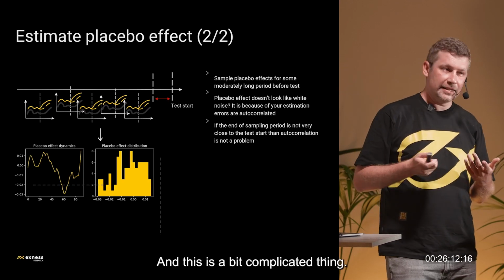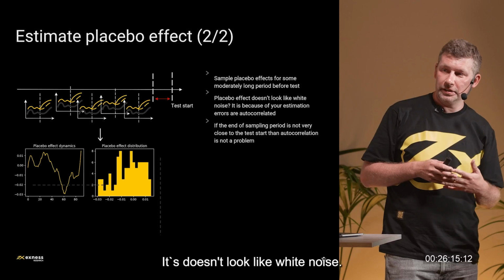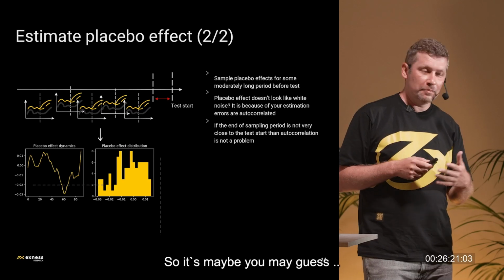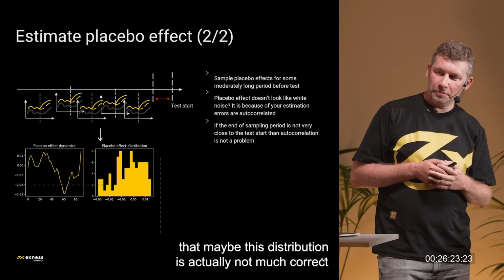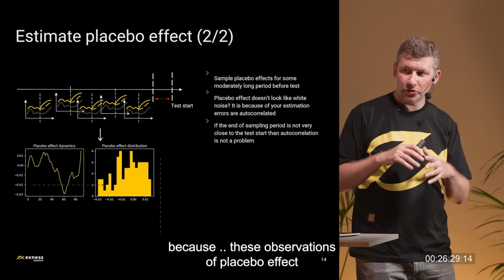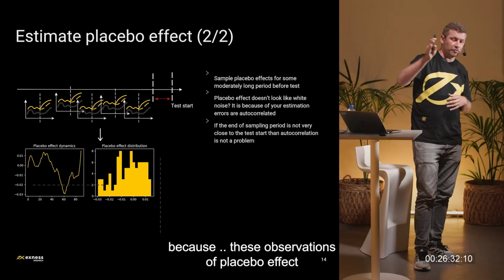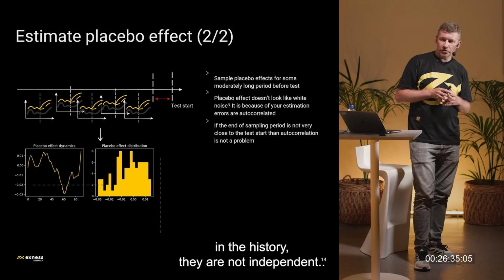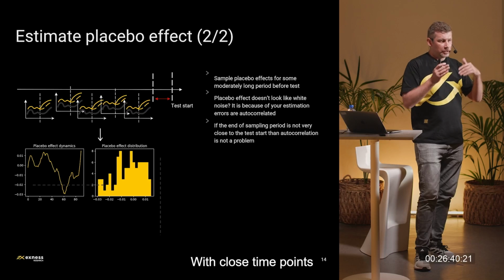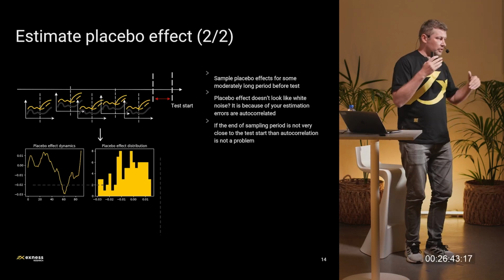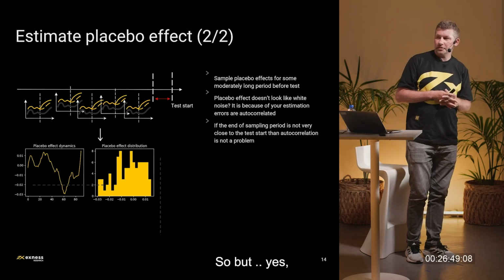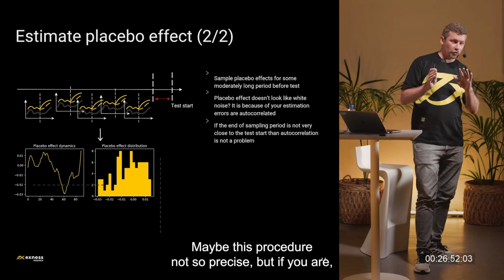Yes, and this is a bit complicated. It doesn't look like white noise. So you may guess that this distribution is actually not entirely correct, because these observations of placebo effect in history are not independent. They are so-called autocorrelated: any two close time points are close in value. So yes, this precision is maybe not so precise.